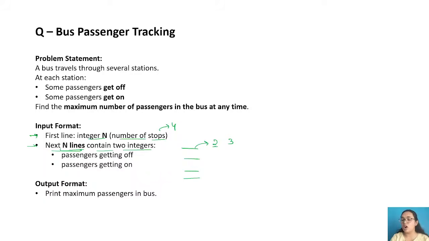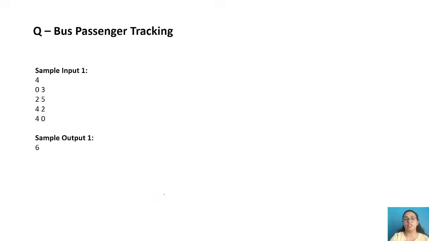And for the second station, if the numbers are given as 0 and 4, it means 0 passengers get off and 4 new passengers get on. So this is how the input is going to work, and in the end you have to print the maximum number of passengers in the bus.